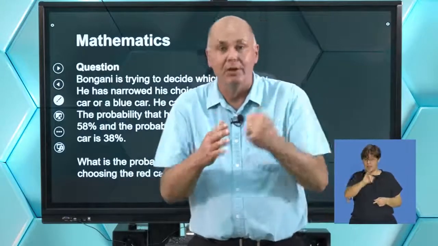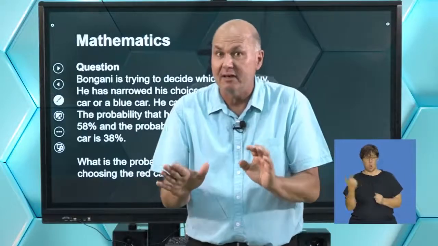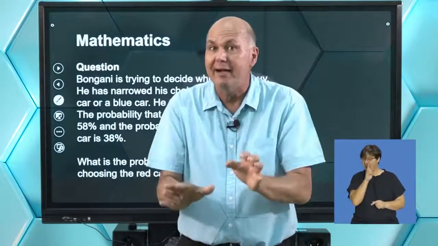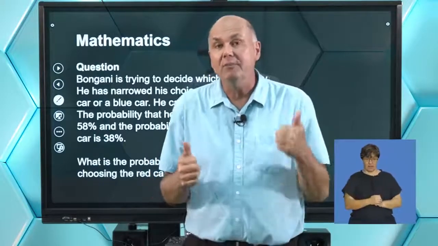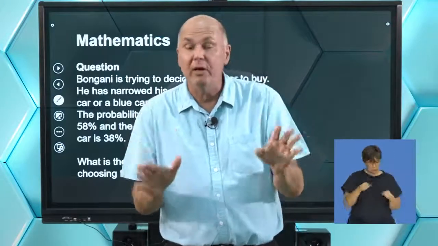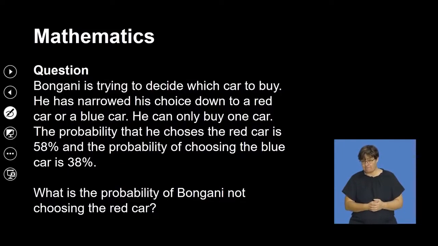He's going car shopping. He's decided on the model. We're not going to say what model it is. Let's just say it's a really nice car. We don't want to give the owners of the car or the brand of the car any free advertising, but it's a really nice car. But Bongani can't make up his mind whether he wants the red one or the blue one. They both look really nice, but he's got to make a decision. So he's trying to decide, and he's narrowed down his choice to a red car or a blue car. He can only buy one car though.